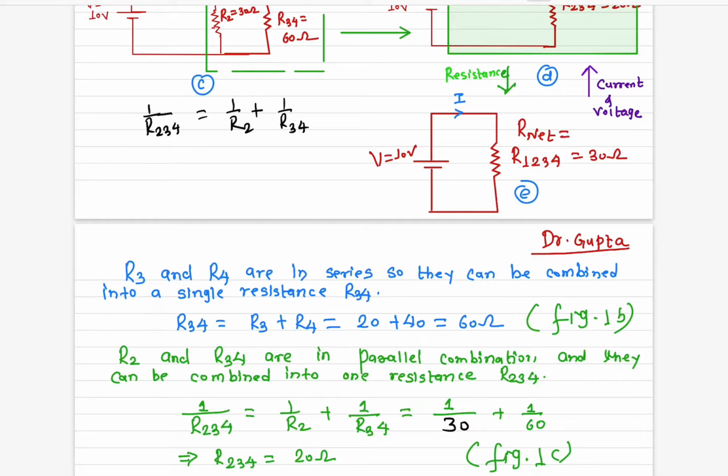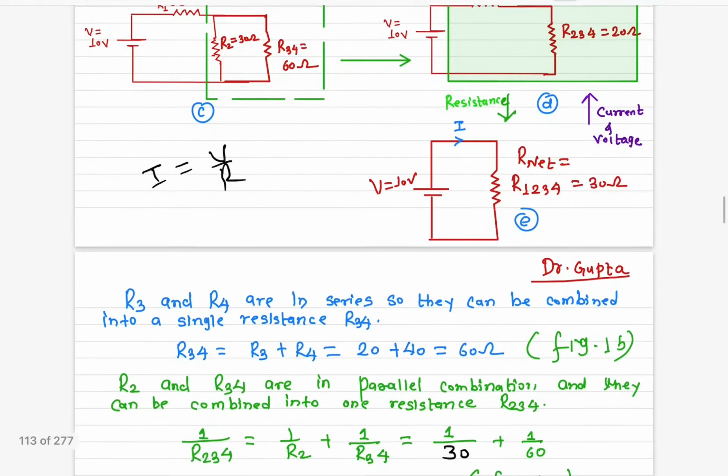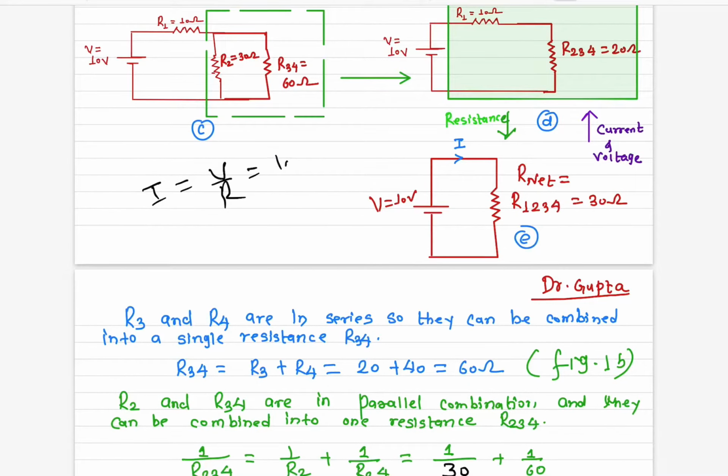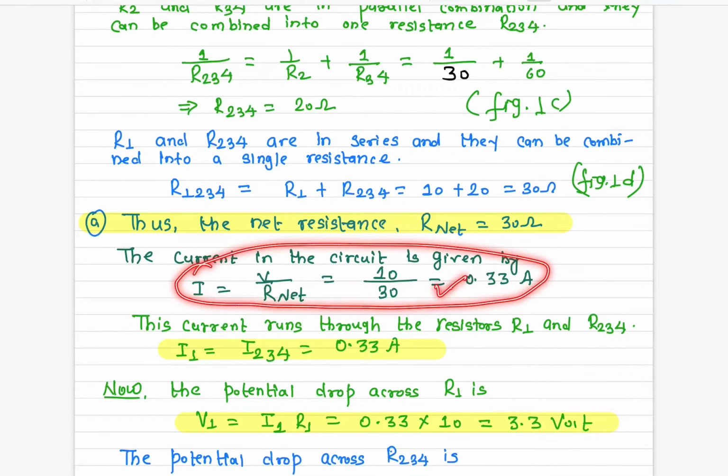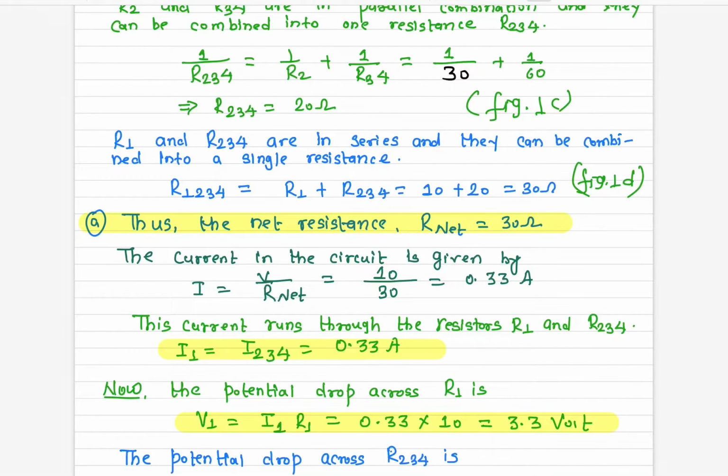And how do I find out the current here? The current would be simply equal to V over R. And what is the V here? 10 volt. What is the resistance here? 30 ohm. So it would be 0.33 amp. I think yes, 0.33 amp here. So I have calculated the current in the circuit here, 0.33 amp.